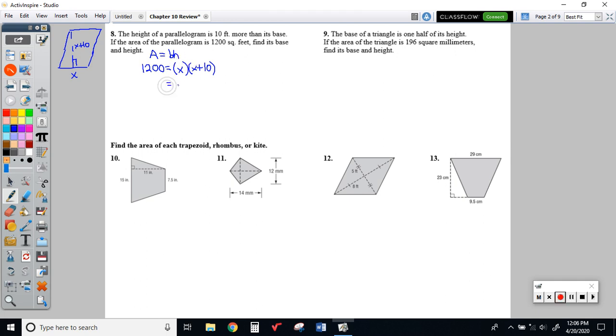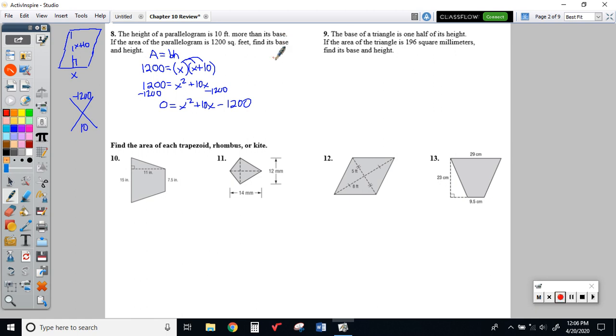This looks like a factoring problem to me. So we'd have x squared plus 10x equals 1200 if we distribute that x through. Subtract 1200 from both sides, and you are left with 0 equals x squared plus 10x minus 1200. Then you're looking for the factors of negative 1200 that would add to positive 10.